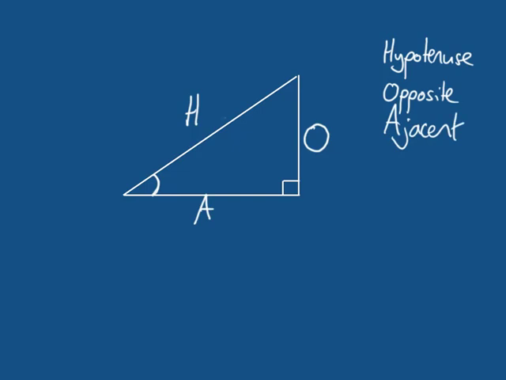So we have our hypotenuse. It's always called the hypotenuse, and the other two edges are called the opposite and the adjacent. Of course, the opposite is the edge that is opposite the angle in question. The adjacent is the edge that is touching the angle in question. And of course, it's all relative to that angle.